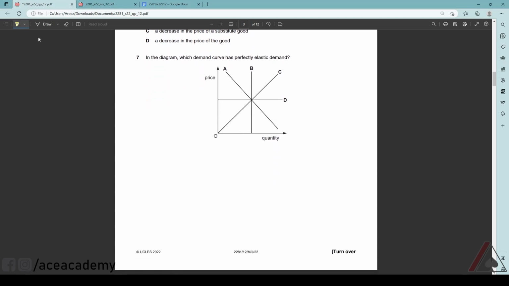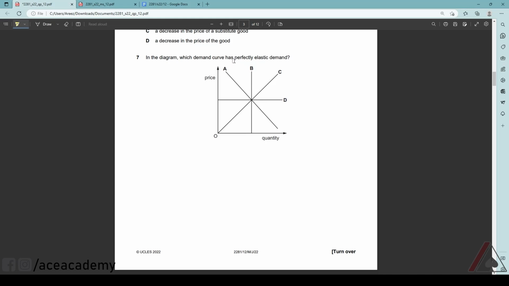All right. In the diagram, which demand curve has perfectly elastic demand? The answer, if you know what perfectly elastic demand looks like, it's a very simple question. The answer is D. But for people who cannot really remember the diagrams, how would you maneuver this question?